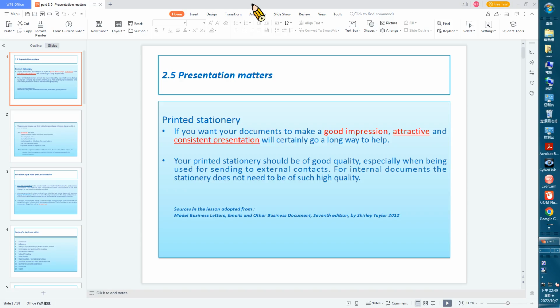Hello, everyone. Today we're going to talk about presentation matters. Let's look at printed stationery first.